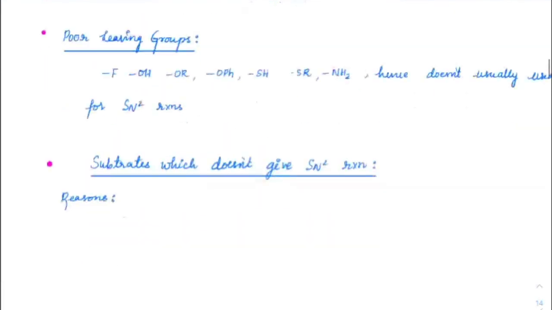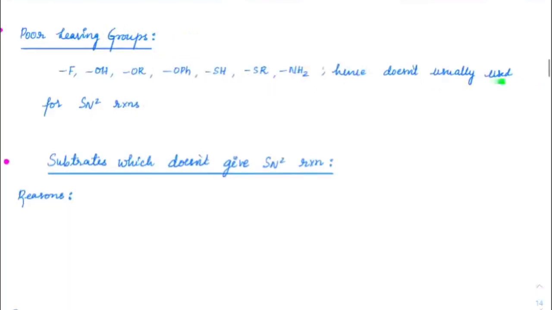And better leaving groups, if you observe, are Cl minus, Br minus, I minus, and all of this list which I have put: OTs, OBs, ONs. These are all very good leaving groups. So on these, the SN2 reaction would definitely take place. Now coming to the poor leaving groups, F minus, OH minus, OR minus, this list which we have just seen earlier, they usually do not go for SN2 reactions.